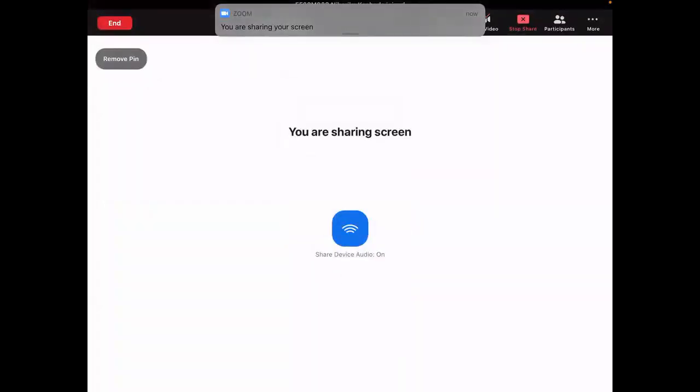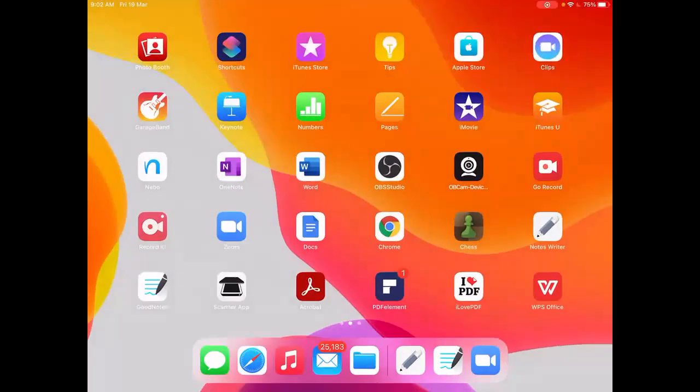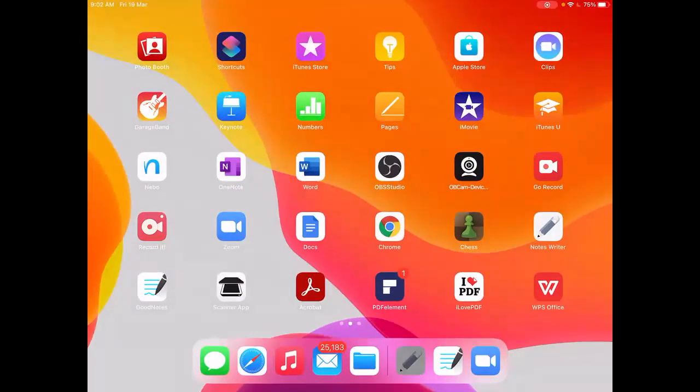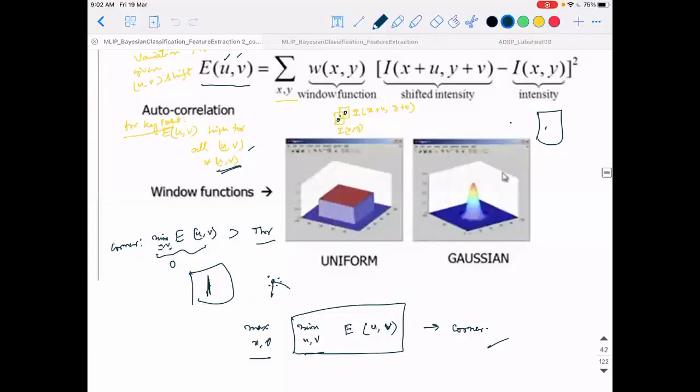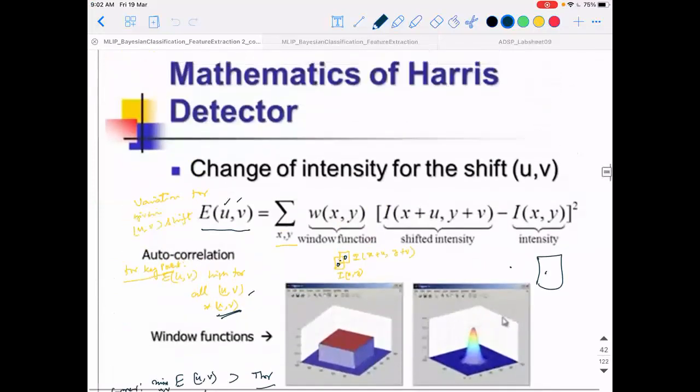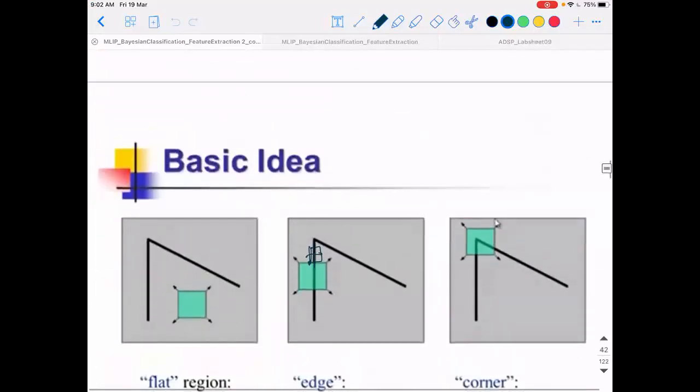So we were looking at how to find key points or corner points in an image. Very good. What is special about the key points or corner points? Why do we say they are special, or why are we trying to find them?